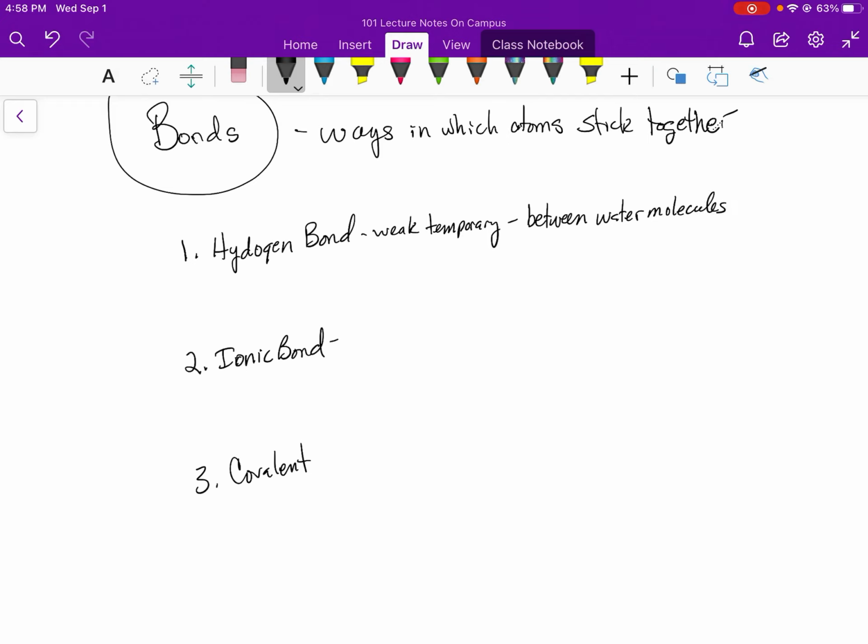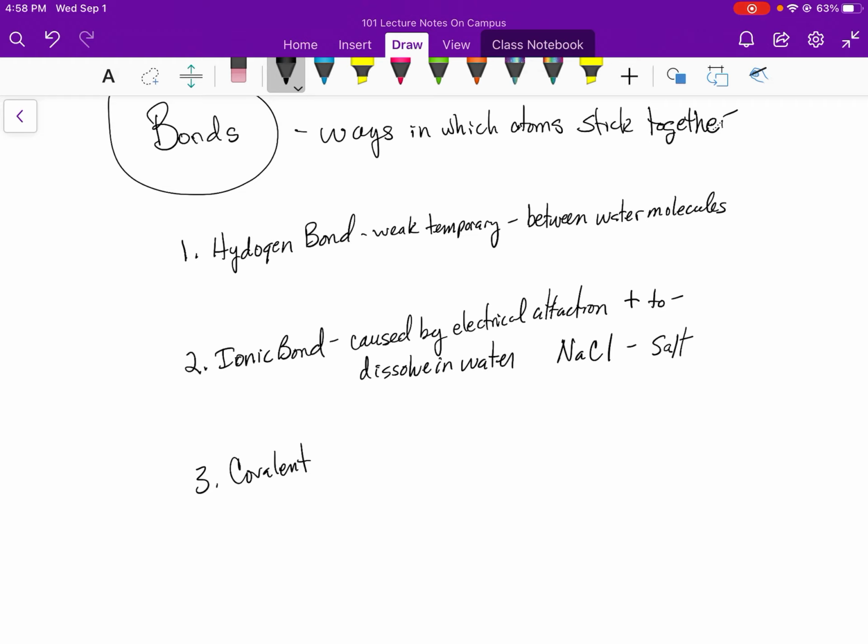Ionic bonds are mainly caused by, I'll call it electrical attraction of positive to negative, okay? And these also tend to dissolve in water. And for this one, we'll be talking about the famous NaCl, which is table salt, all right?